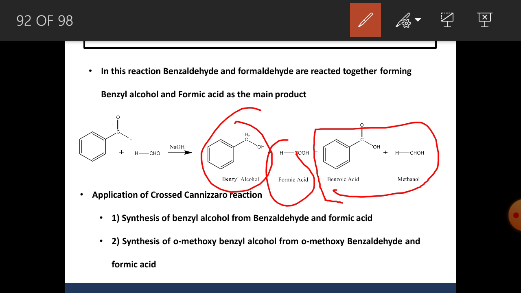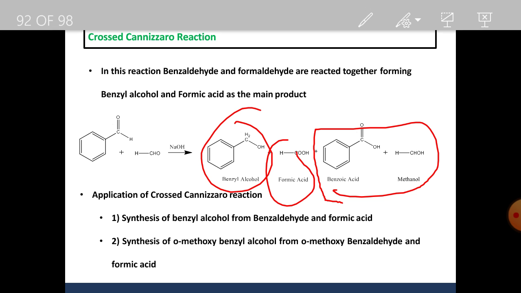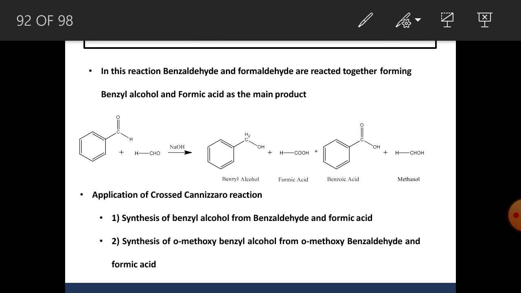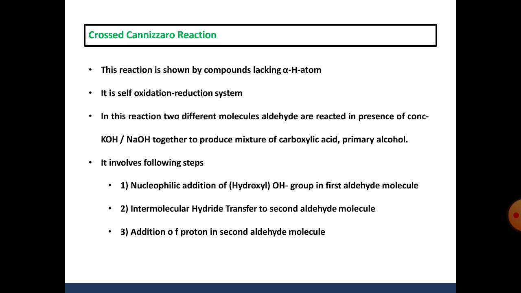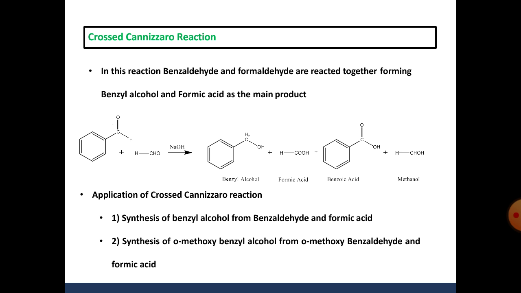So applications of crossed Cannizzaro are synthesis of benzyl alcohol from benzaldehyde and formic acid. We can synthesize ortho-methoxybenzyl alcohol from ortho-methoxybenzaldehyde and formic acid. So these are a few applications of this crossed Cannizzaro. The mechanism is the same, only the two molecules are different aldehydes that we are using here.